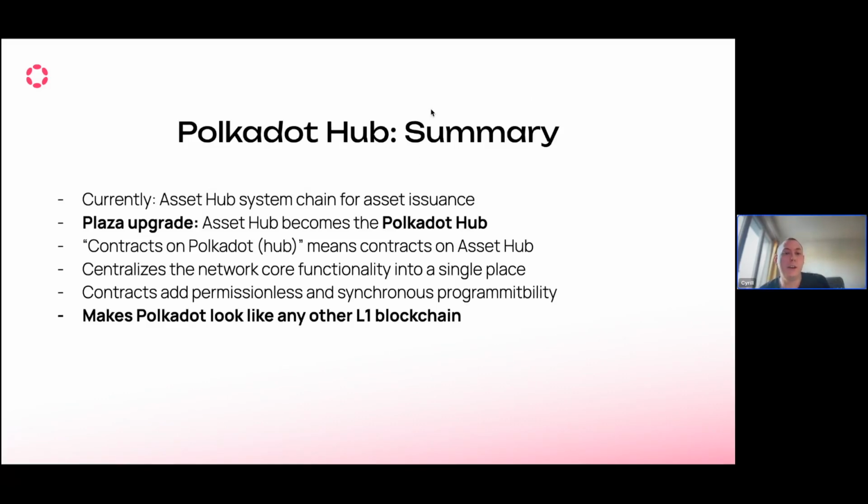So again, as a summary, we move functionality off from the relay chain into the Asset Hub system chain, and also add contracts. And this we call the Polkadot Hub. In essence, it makes Polkadot look a lot like any other layer 1 blockchain, right? Because if you have Ethereum or Solana, you can just go and deploy a contract if you want to have a dApp, and you don't need your own chain. This is then possible on Polkadot too.